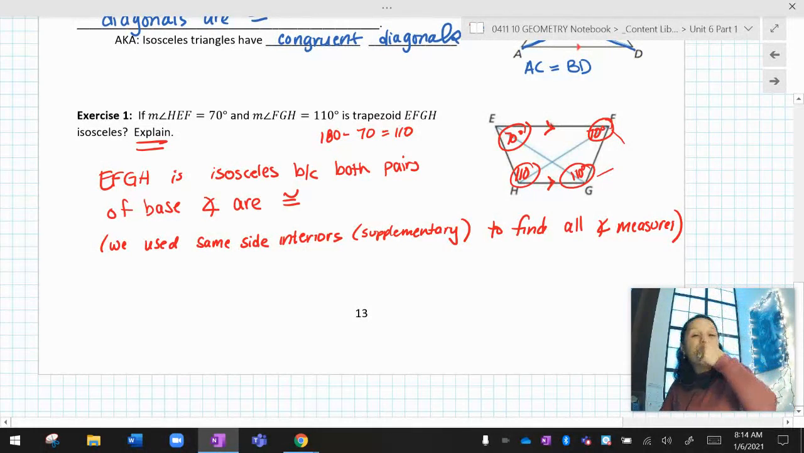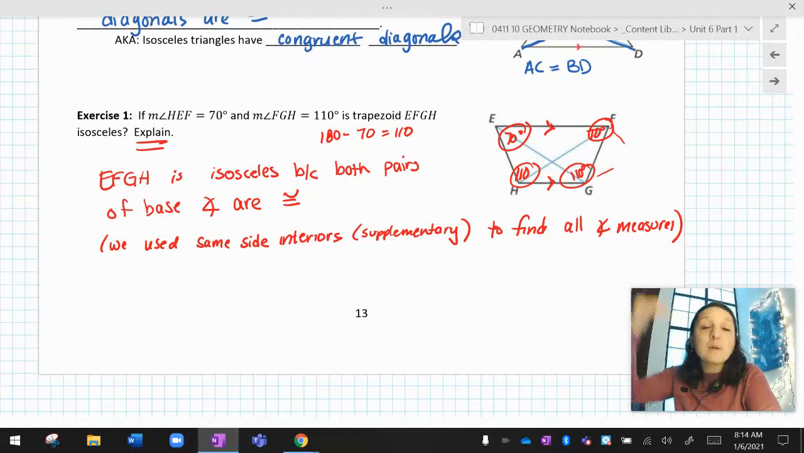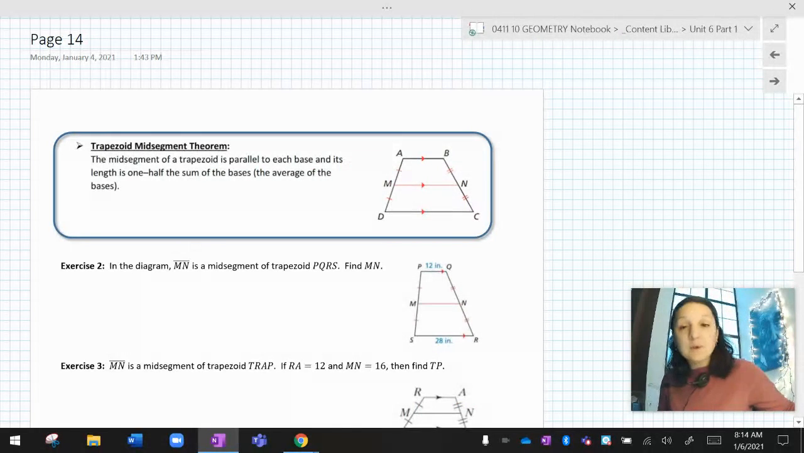Now, you really don't need that thing in the parenthetical, but I figured it's probably good to put in your notes, so if you're looking back at it and going, wait, how did I know that other one was 110? When you have a trapezoid, since you have parallel lines, the top angle and the bottom angle are always going to add to 180, okay? All right, let's move on.